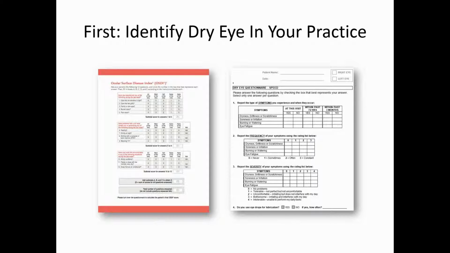Both are available online, and at no cost. We print these out using the color printer, and I use both because the OSDI really focuses more on aqueous deficient dry eye patients, and the SPEED is actually more effective at identifying evaporative dry eye patients, which really are the bulk of the patients that you'll be seeing.